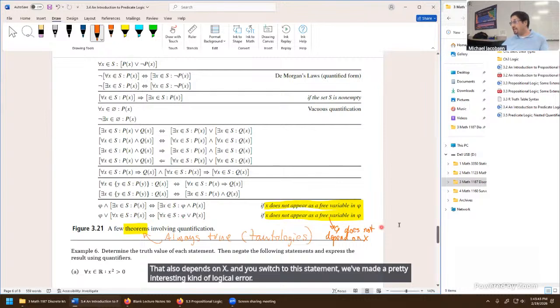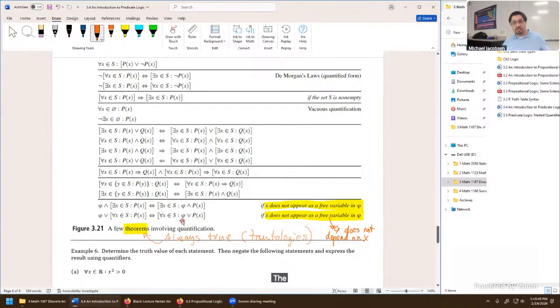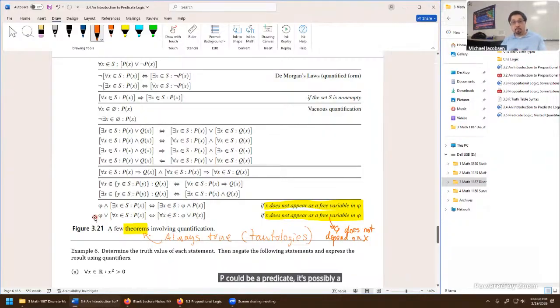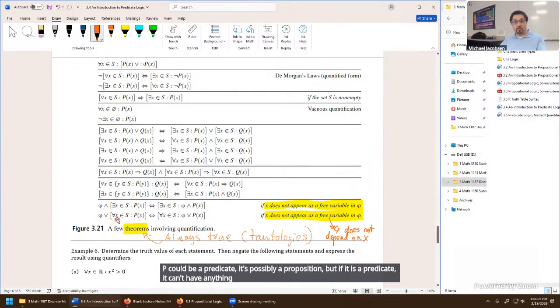So you do that, and phi does depend on x. The logical error here is called variable capture. It's got kind of a cool sounding name, but that's really just what they're referring to here. x does not appear as a free variable just means P could be a predicate. It's possibly a proposition, but if it is a predicate, it can't have anything to do with x whatsoever.